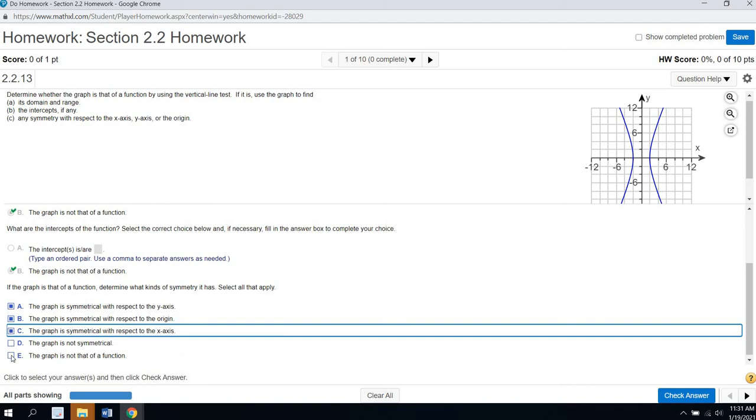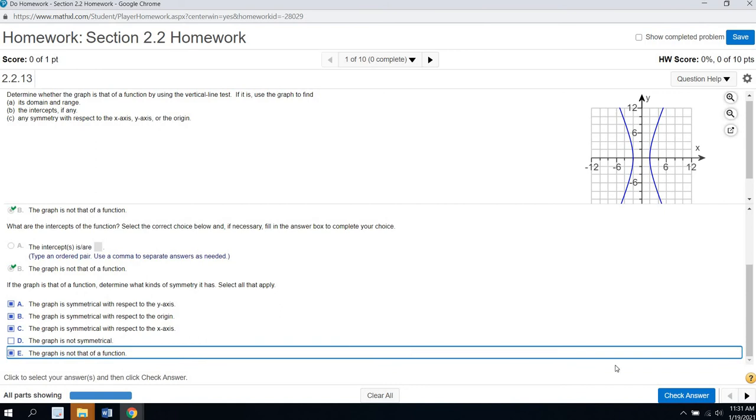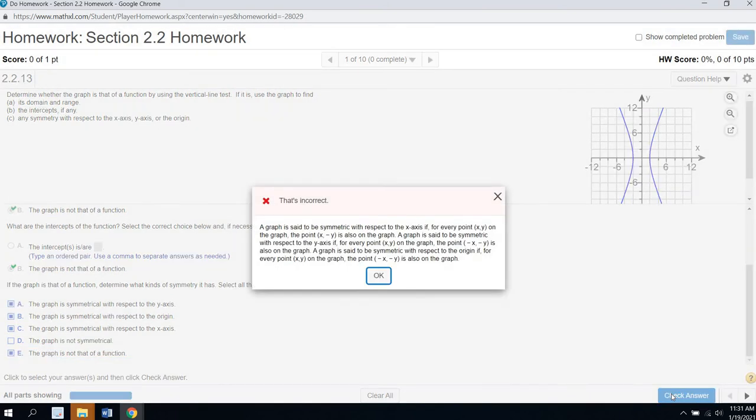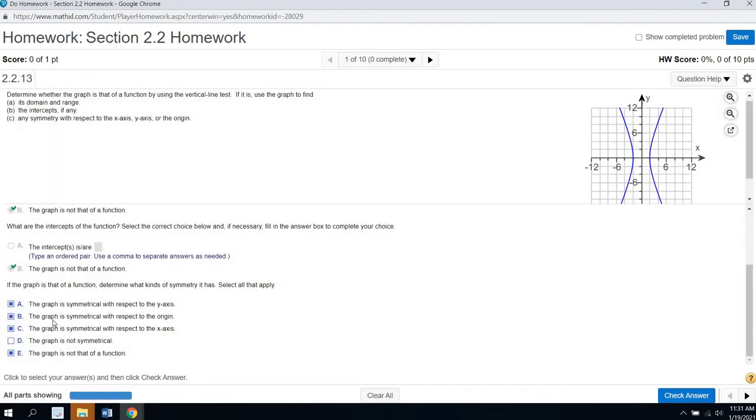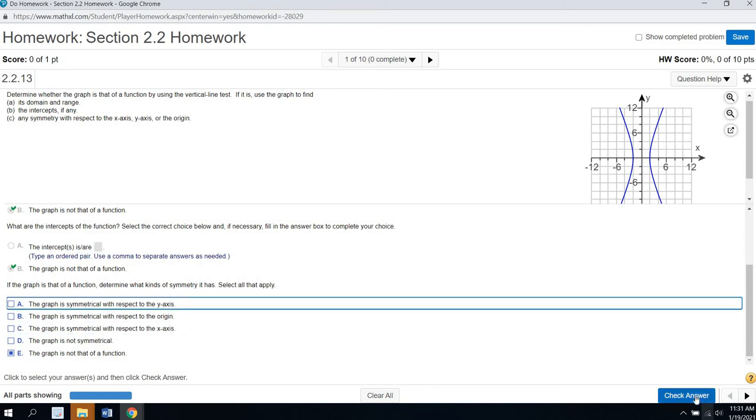And then select all that apply. The graph's not a function, right? And so let's check answer. Okay. So it says that that's not right. Does the only thing it wants me to mark is that it's not a function? Let's see.